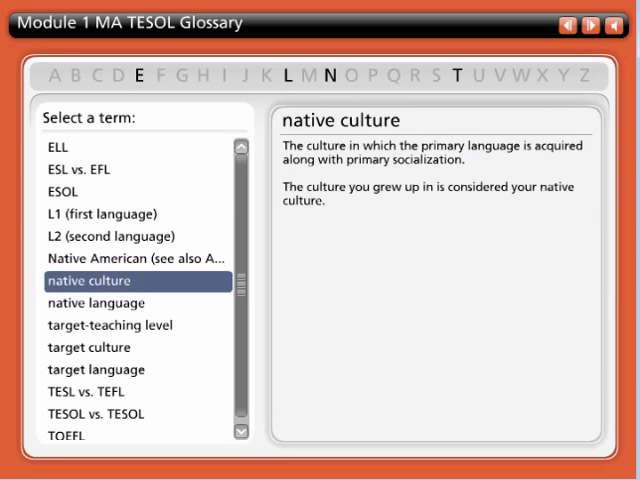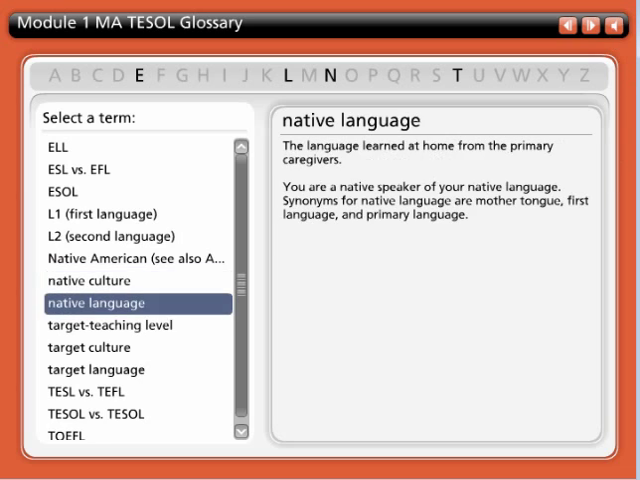Native culture. The culture in which the primary language is acquired along with primary socialization. So essentially, the culture you grew up in is considered your native culture. Native language. This is the language learned at home from the primary caregiver or caregivers. You are a native speaker of your native language. Synonyms for native language are mother tongue, first language, and primary language.